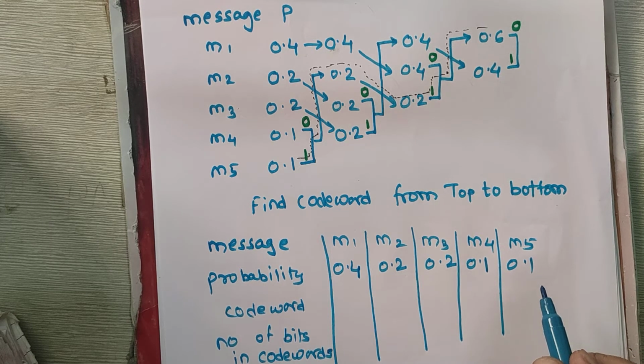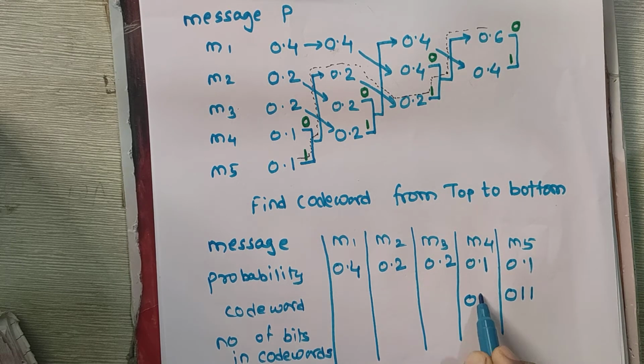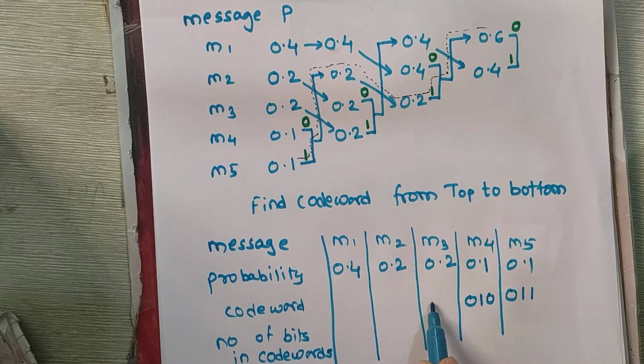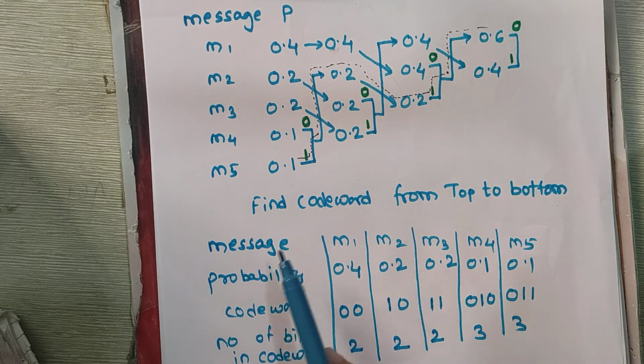The code word, as I have shown for M5, is 011. Similarly, the code word for M4 is 010. The M3 code word is 11. For M2 the code word is 10. For M1 it is 00. How many bits are there for M1? That is 2. Here also it is 2, here it is 2, then it is 3 and 3. After completing this table, you have to find the parameters that the numerical asks for: the entropy, the average code word length and the code efficiency.